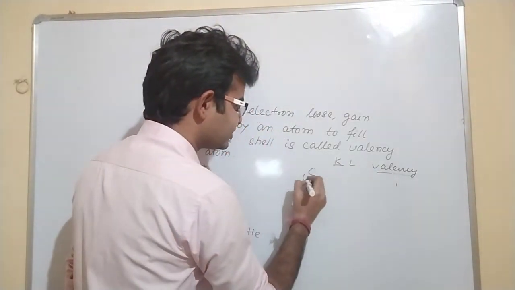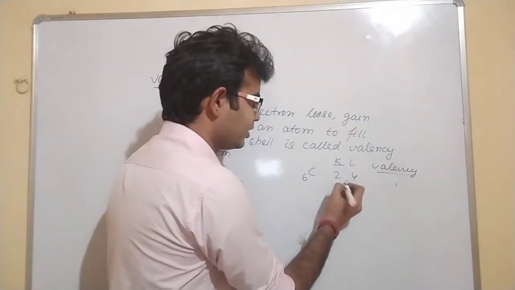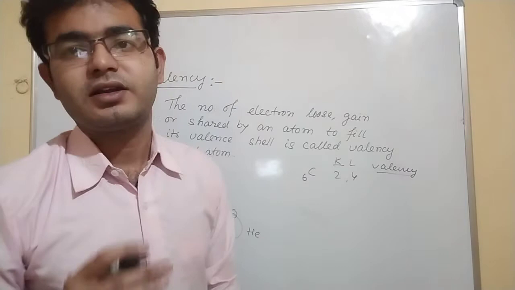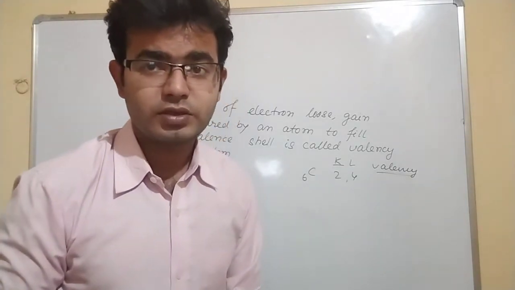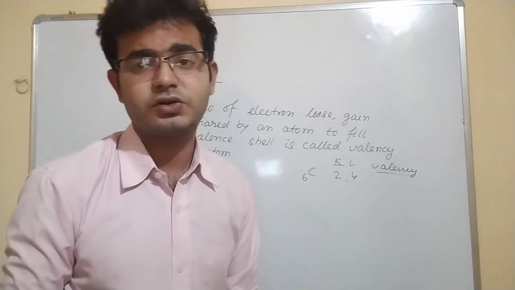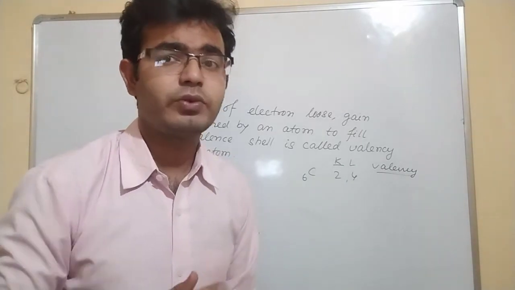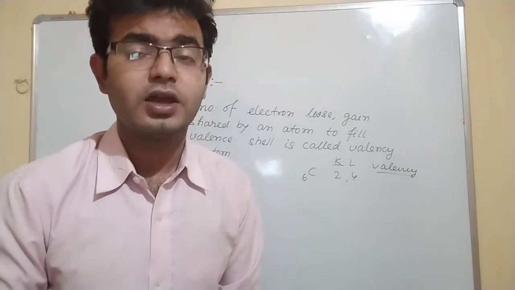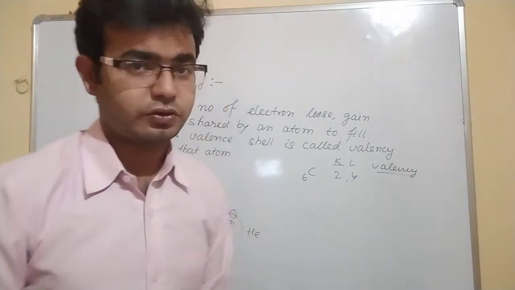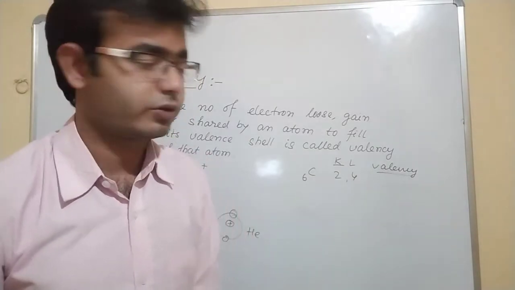Next, carbon, atomic number 6, configuration 2, 4. Now the matter is that if the number of valence electrons is 4, meaning the electrons present in the valence shell, then the atom will not lose electrons to form a cation, nor gain electrons to form an anion. The atom will share its valence electrons. As it contains 4 valence electrons, it will share its 4 valence electrons.